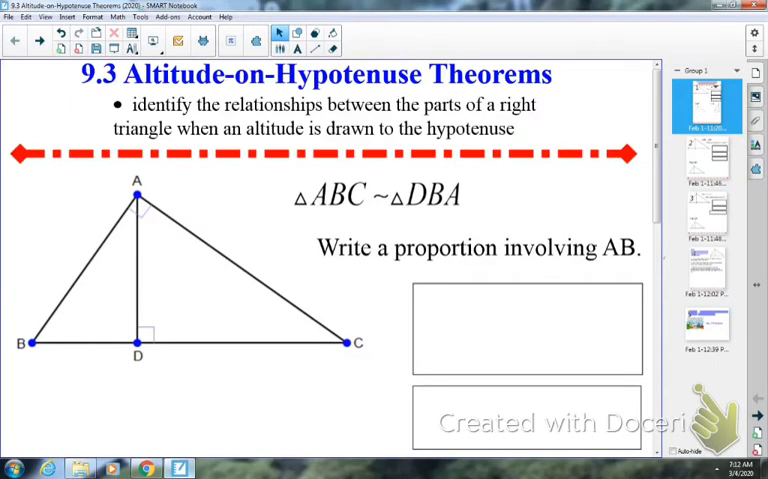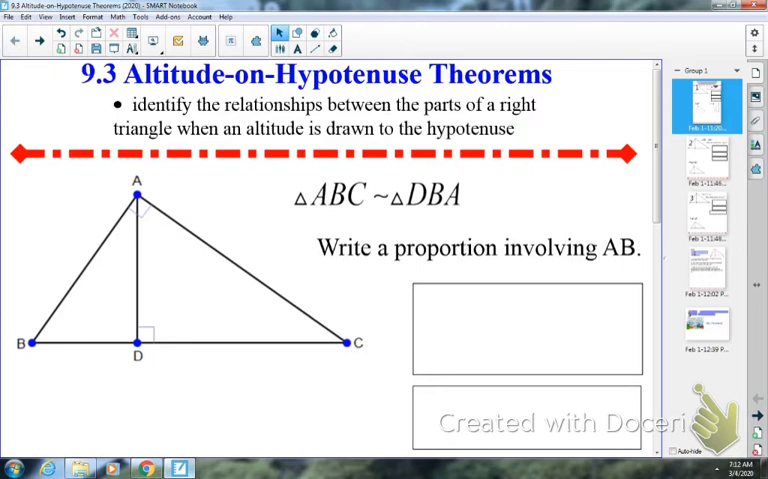Today's lesson is on the altitude on hypotenuse theorems. So we're going to talk about, like it says in the objective there, the relationships between the parts of a right triangle when the altitude is drawn to the hypotenuse. Okay, so you have to have a right triangle to start with. This does not work with a triangle that's not right.